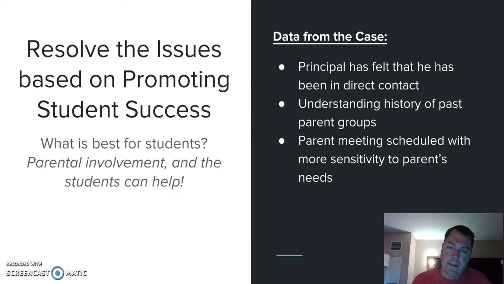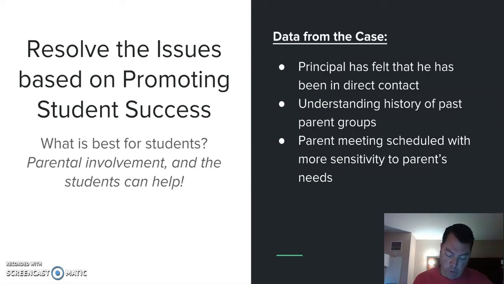So what specific data from this case points to this? Well, the following pieces will help in coming up with a resolution that is in the best interest of all students. First, we know that the principal has felt that he has been in direct contact with the community, yet parental apathy remains. The steps and strategies previously outlined seek to not only learn more information about this angle of the problem, but also to take steps to rectify the situation.